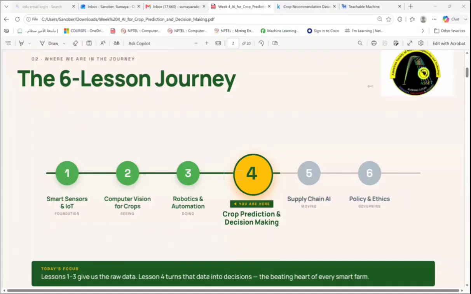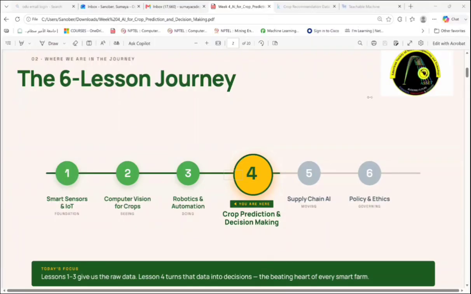Sensors provide the foundation because they collect information about soil, weather, and crop data. Then we have computer vision, which allows artificial intelligence to see what is happening in the field. Then robotics and automation allow the system to act physically. And today's topic, crop prediction and decision making, acts as the brain for those technologies. So in this slide, we are trying to connect what we have learned and how we are moving.